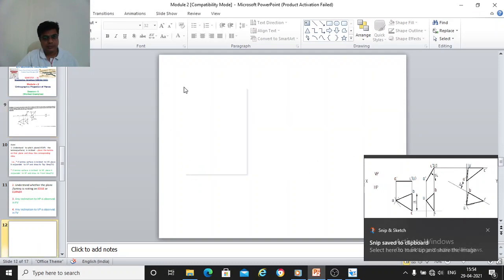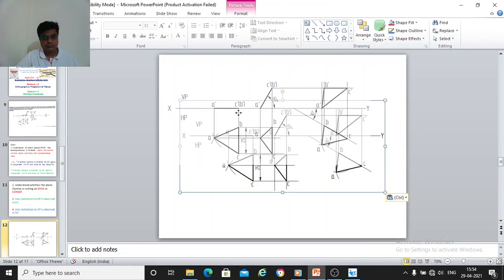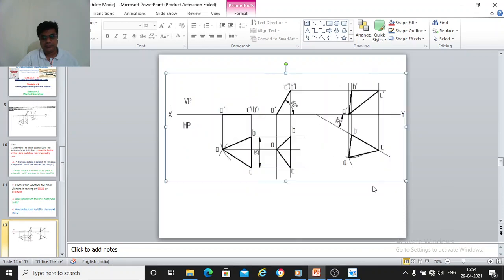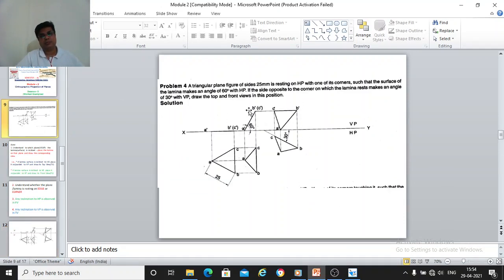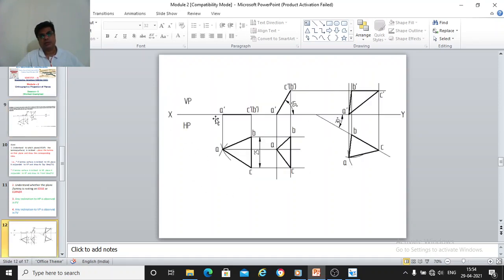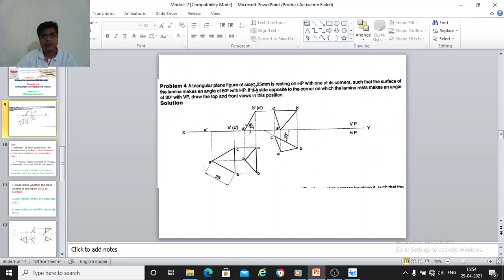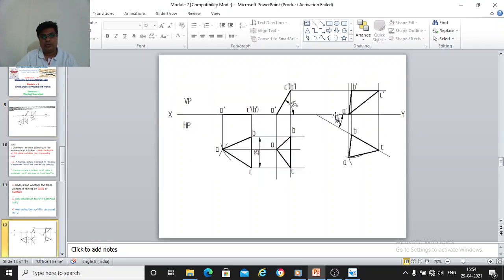So I'll just put it here for our reference. So this is the solution to this problem. So whatever is drawn in the solution book, the same thing we have drawn here. So at the end, you just check the dimensions. So what are the dimensions given in the problem? 25 mm, 60 degree and 30 degree should be shown in the solution now. So 25 mm, 60 degree, 30 degree is shown in the problem.